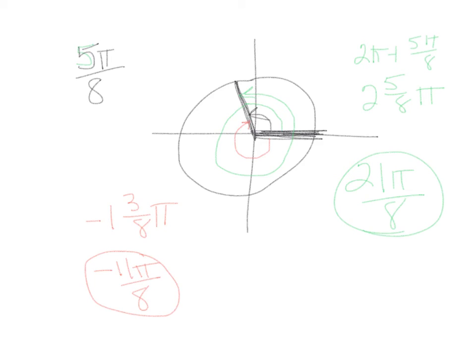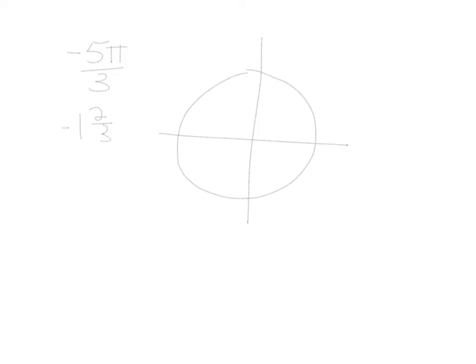One more example. Let's start with negative 5 pi over 3. Draw this angle. Negative 5 pi over 3 is the same as negative 1 2/3 pi. So we go in a negative direction, negative 1 2/3. There's 1/3, 2/3. So we would have our terminal side up here. We've gone negative 1 2/3.